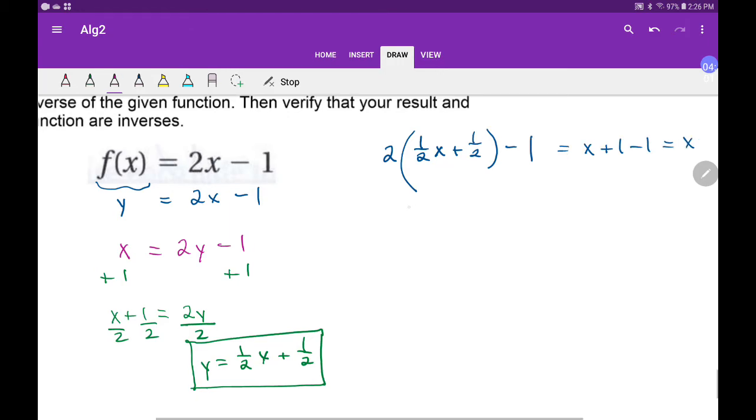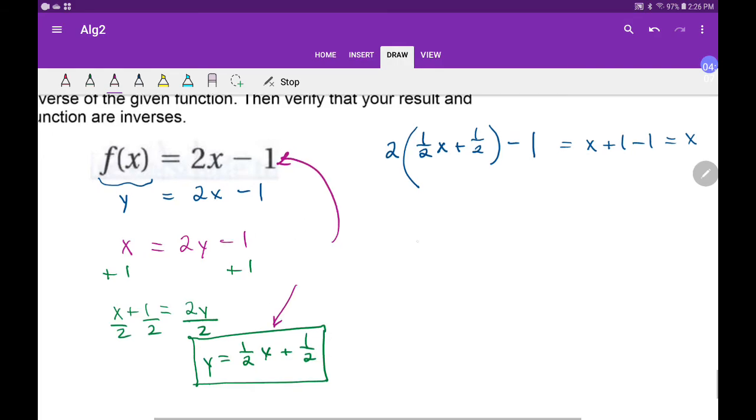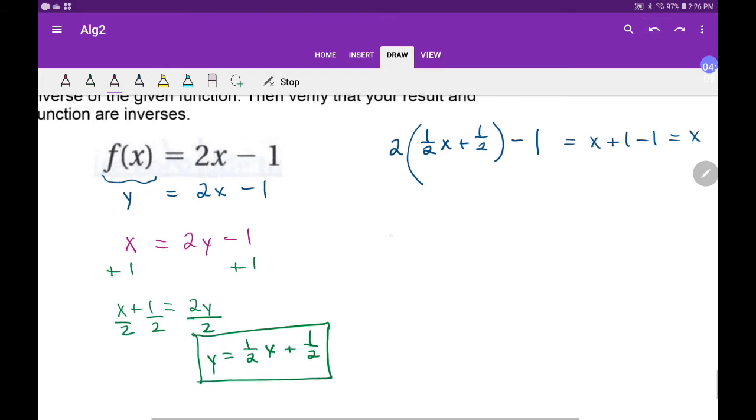Okay, and then in the other situation, I'm going to do this to that. Okay, so let's see. I have 1/2 x. Well, what's x? It's 2x minus 1. You see that? I'm plugging this in here. Okay, and so I use my parentheses because, there it is. And then it says I'm going to add 1/2, right? So I add 1/2.